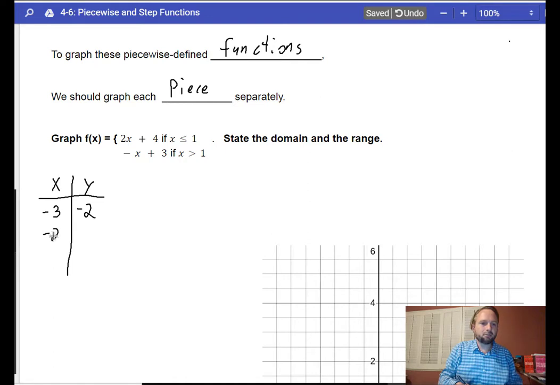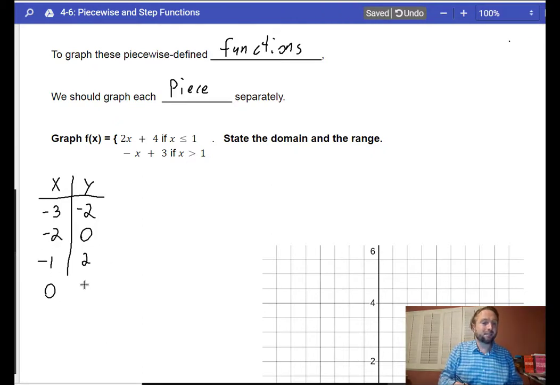Plug in negative 2. Negative 2 times 2 is negative 4. Negative 4 plus 4 is 0. Okay, just keep going through this. Negative 1 times 2 is negative 2, plus 4 is 2. And it looks like we're going to add 2 for every 1.